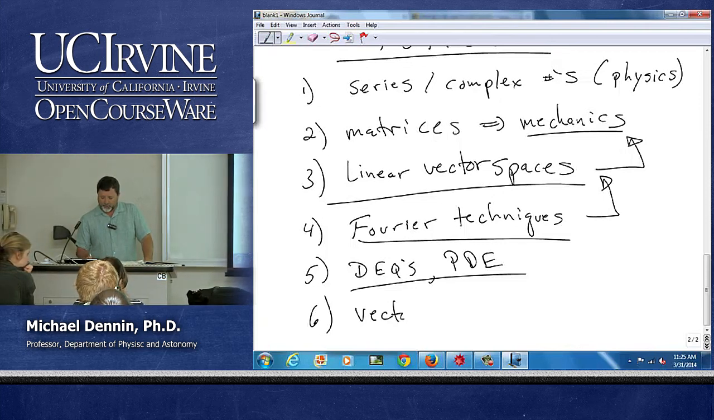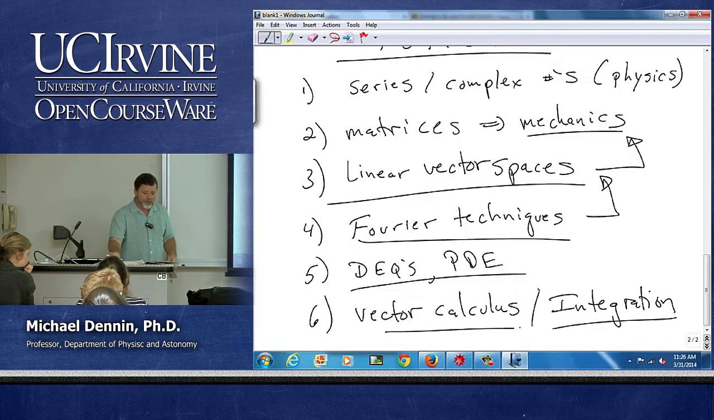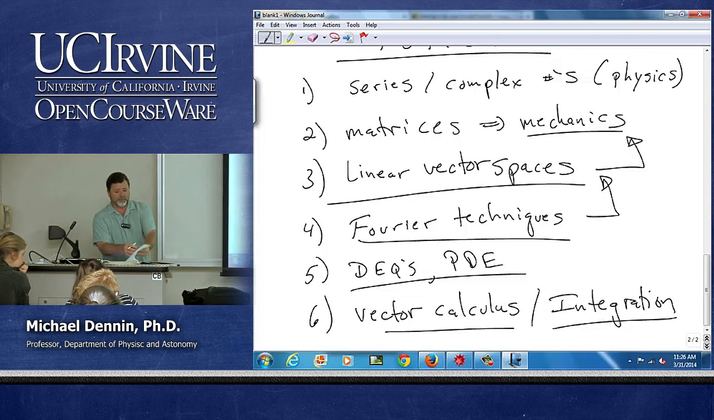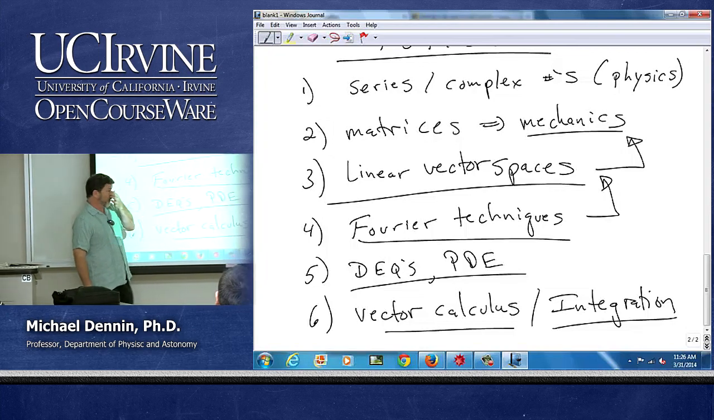And then we close by reviewing vector calculus and integration, just because of how much they're used. And really, the unifying theme for the whole thing is how do physicists use all these topics. So these are the topics we're going through.